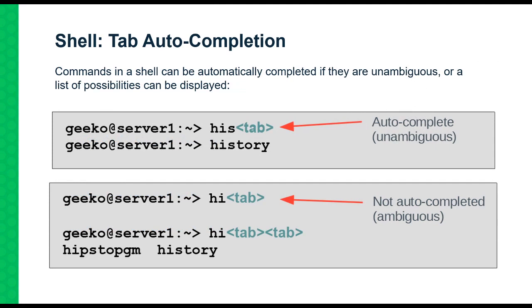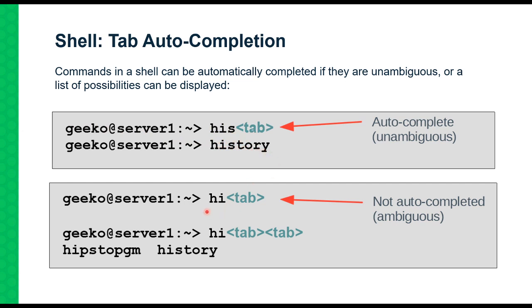Now let's quickly have a look at our tab autocomplete. Now we've been using this a bit, and the tab is utilized when a command becomes difficult to type out, and a list of possibilities can be displayed by also using the tab. So here in an example, we have typed in the word his. With the word his, when you hit tab, it auto-completed to history.